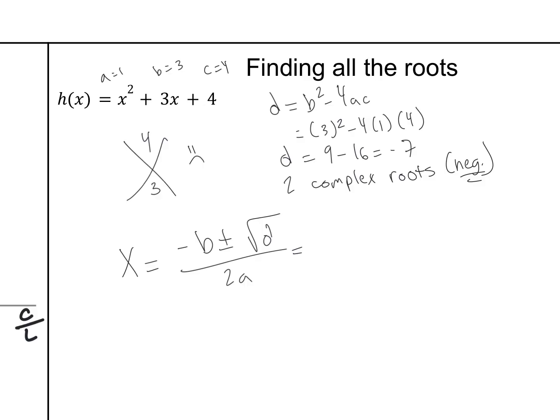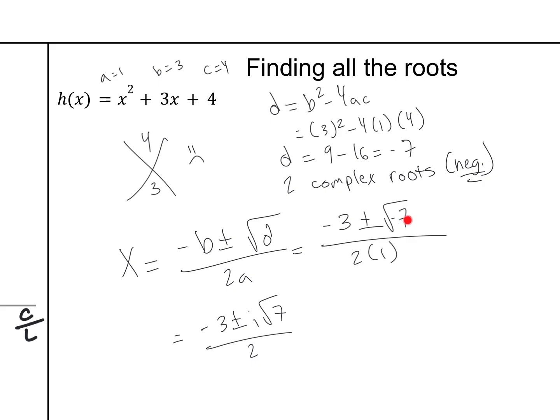Where negative b means we just change the sign on the b value. We have plus or minus the square root of the discriminant, which is negative 7, over 2 times a, which was 1. So if I clean things up, I have negative 3 plus or minus i square root of 7 over 2, because every time you have a negative inside a square root, we take it out as an i, and we can't simplify 7. It's a prime number, so it gets to stay inside.